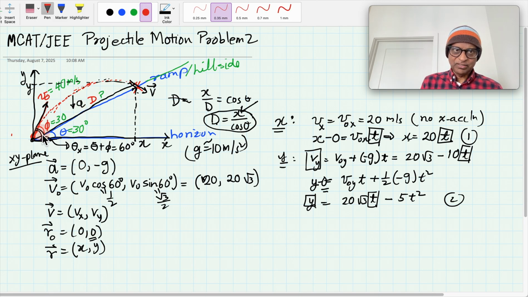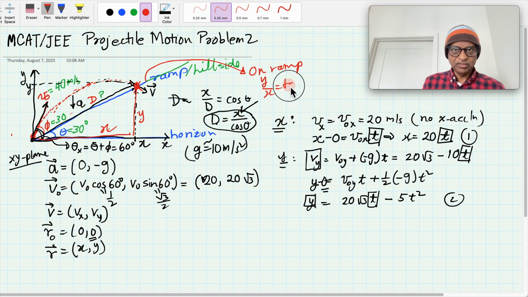So here it says hits on the ramp. So you can write the equation of the ramp. On the ramp, you can see any coordinate, if this is y and this is x and this point is on the ramp, then y over x is tangent 30 degrees. So this is equation number 3.